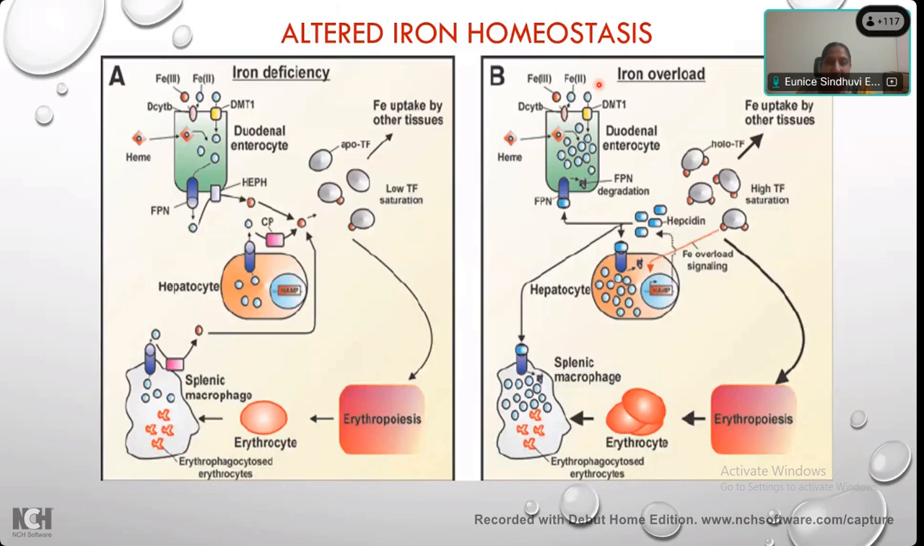So what happens when this balance is lost? Iron homeostasis is a very fine-tuned mechanism with a fine balance which regulates between deficiency and iron overload. So what happens in iron deficiency when there is decreased iron? There is decreased iron in the circulation, and so there is less storage and less iron for erythropoiesis. On the other hand, when there is increased iron, you have a lot of iron for storage. So your hepatocyte is loaded with ferritin and your macrophages, and there is increased iron available for erythropoiesis.